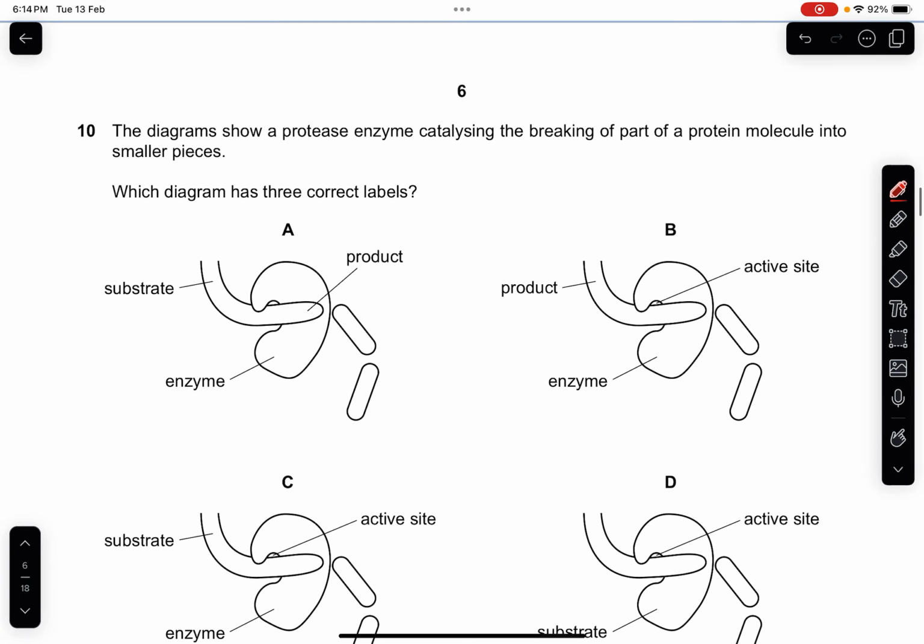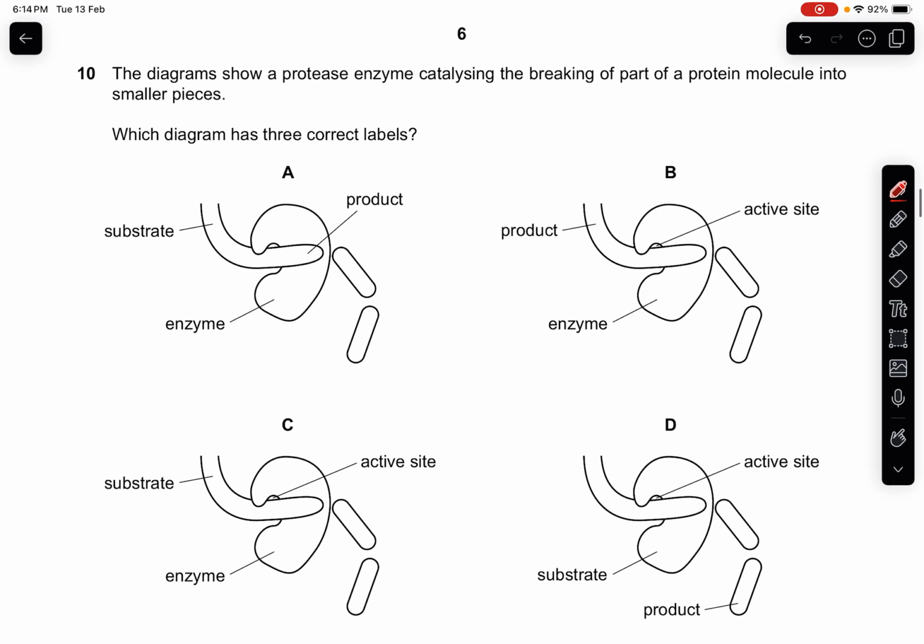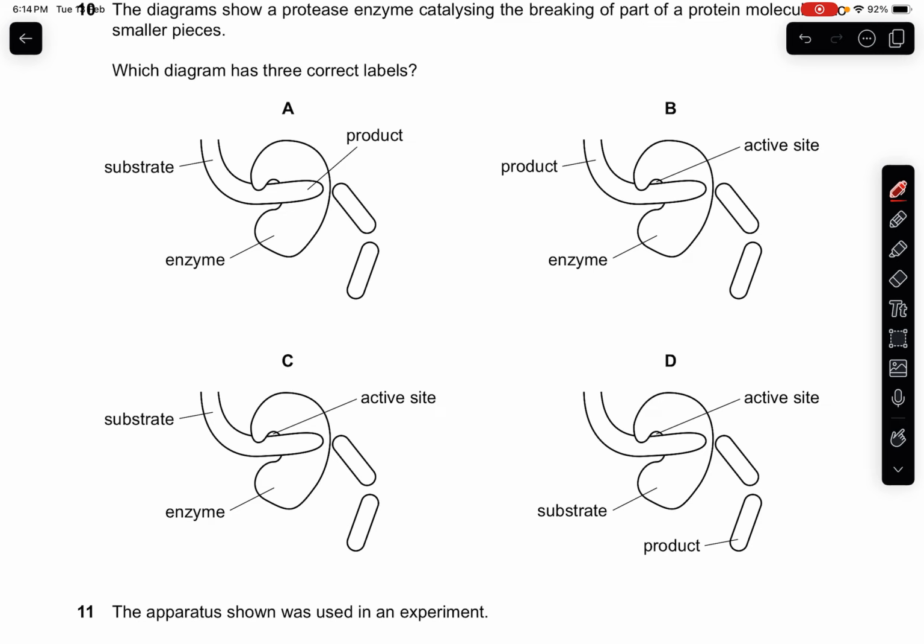Question 10. The diagram shows a protease enzyme catalyzing the breaking apart of a protein molecule into smaller pieces. Which diagram has 3 correct labels? This is just the identification of the parts of how the enzyme and the substrate work together with the active site.